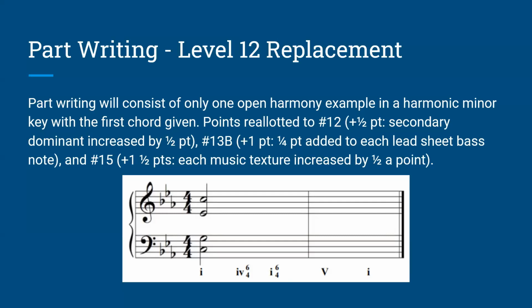The points will be realigned to number 12, where they will have a half point more on the secondary dominant chord identification. And number 13B will have extra points allotted to each of the lead sheet bass notes. And number 15 has an extra point and a half, as each music texture has been increased by half a point. That question is usually very easy for students, and so we felt like we could put those points easily there. Any questions on the part writing?